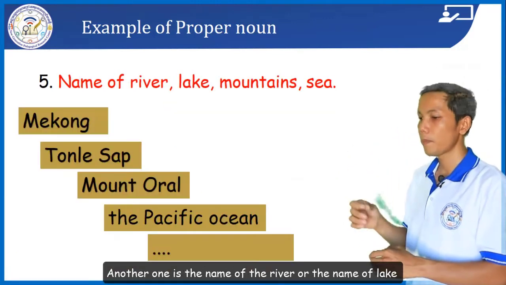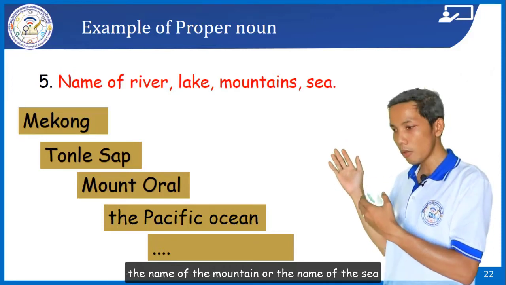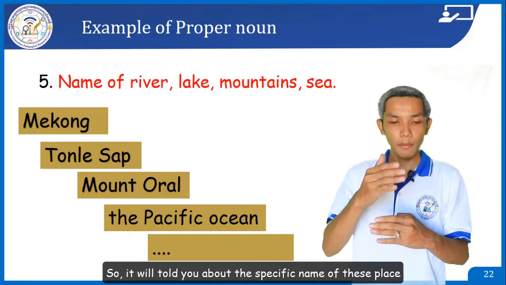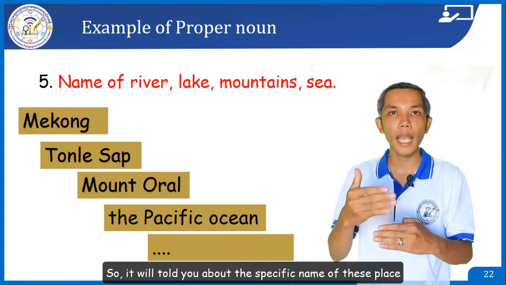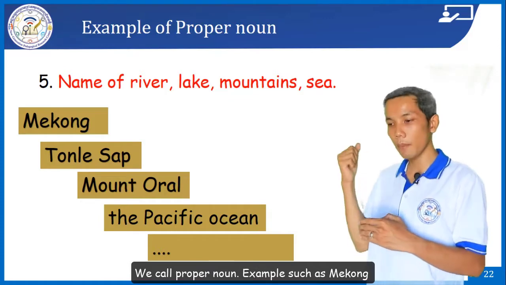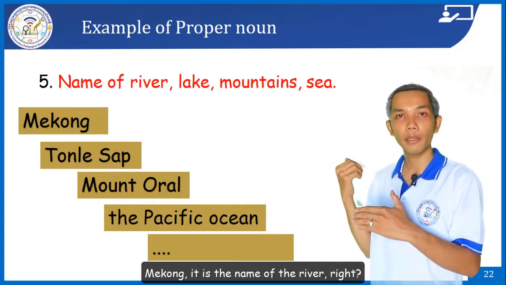Another one is the name of the river or the name of the lake, the name of the mountain or the name of the sea. So it will tell you about the specific name of this place, and we call it proper noun. Example such as Mekong. Mekong is the name of the river, right?